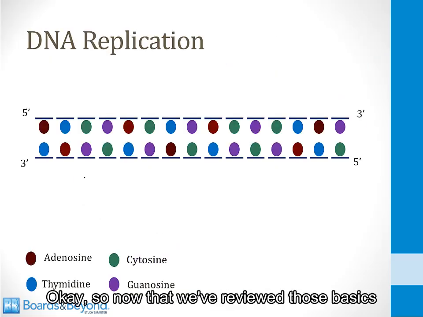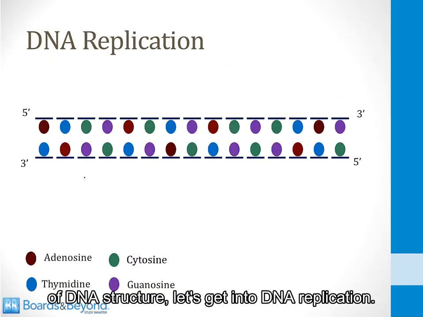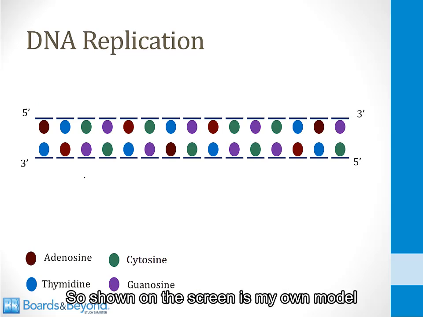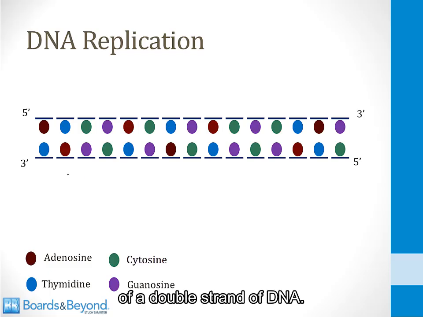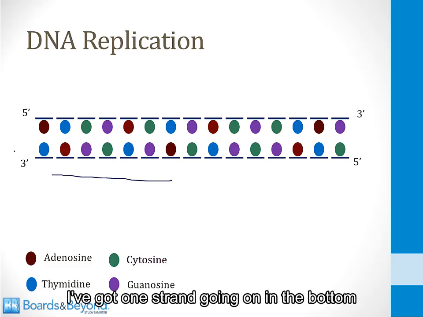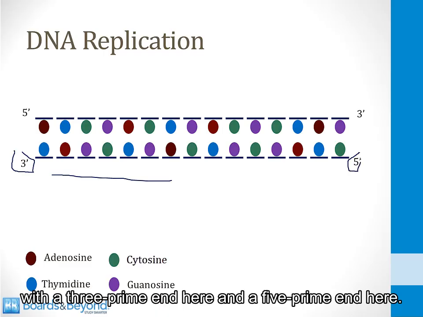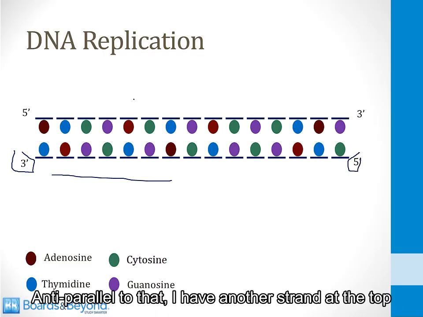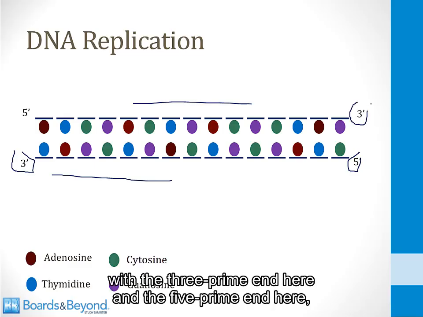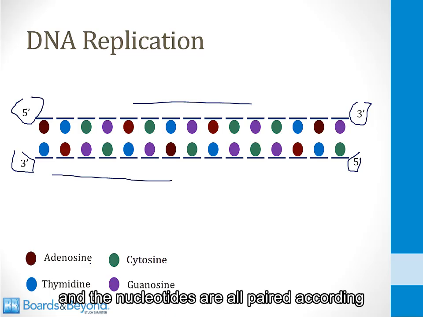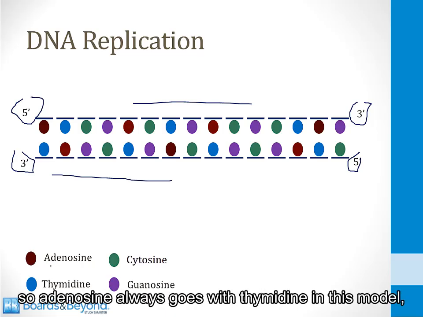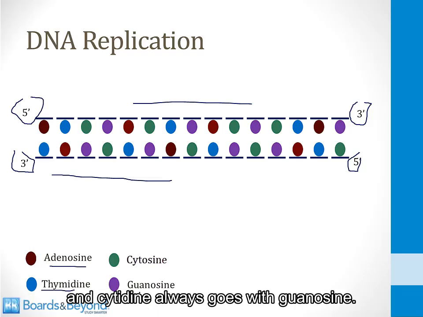Okay, so now that we've reviewed those basics of DNA structure, let's get into DNA replication. So shown on the screen is my own model of a double strand of DNA. I've got one strand going along the bottom with a 3' end here and a 5' end here. Anti-parallel to that, I have another strand at the top with the 3' end here and the 5' end here. And the nucleotides are all paired according to their nitrogenous bases. So adenosine always goes with thymidine in this model, and cytidine always goes with guanosine.